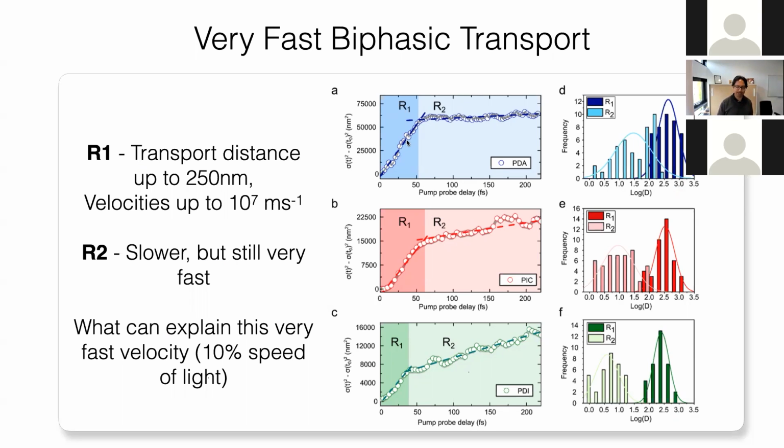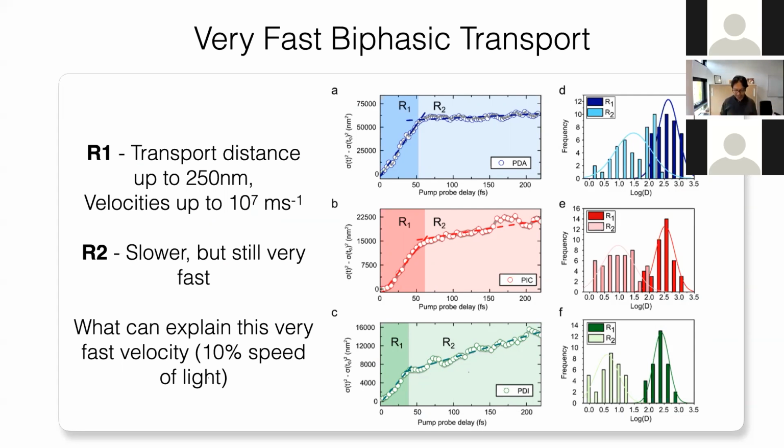Essentially what you get is a velocity. The exciton is moving at about 10 to the power 7 meters a second for about 50 femtoseconds, okay? So at very, very early times, for about 50 femtoseconds in these systems, the exciton moves at 10 to the power 7 meters a second, right? That is 10% of the speed of light in these organic semiconductor films.